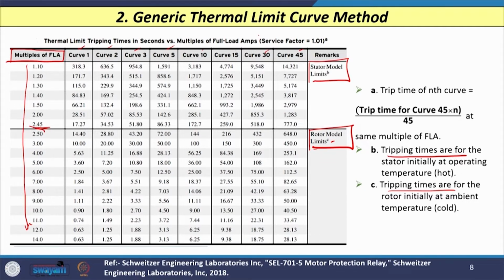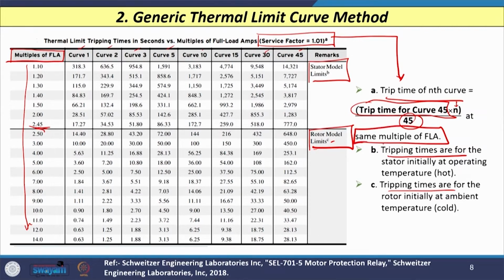Here you can see one more point I have given, that is the service factor equal to 1.01 A, where this A is an important parameter, which is nothing but the trip time of the nth curve. So, you can calculate the trip time of any curve. If the trip time, let us say of curve number 45, is available, then you have to multiply it by n and divide it by 45. So, you can calculate the trip time of any particular nth curve, with the condition that you have to use the same multiple of FLA while calculating the trip time of the nth curve.